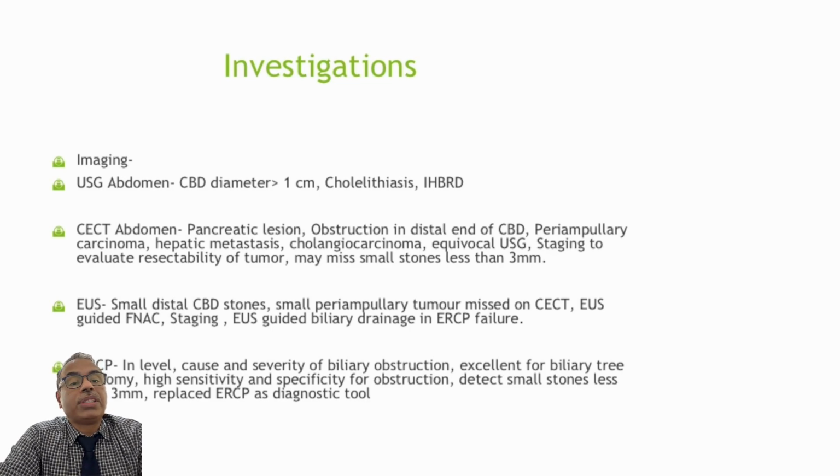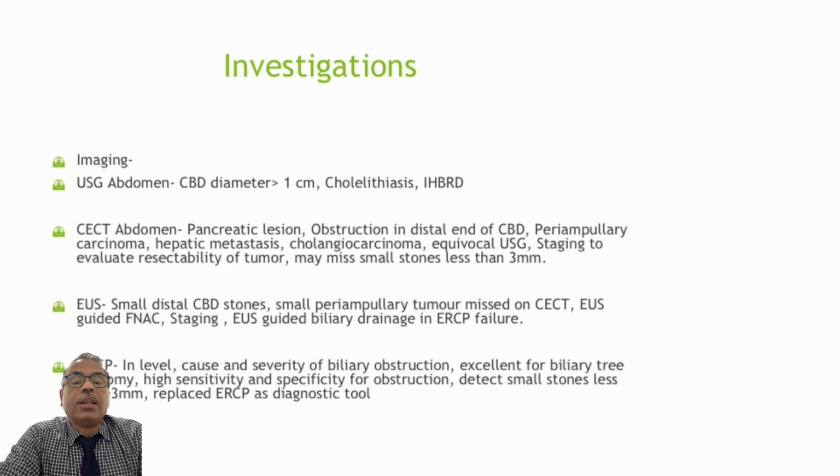It is a very important investigation for periampullary carcinoma diagnosis as well as staging, to look for any hepatic metastasis, and cholangiocarcinomas including Klatskin's tumor. Whenever the ultrasound findings are equivocal, that means we cannot rely on the ultrasound finding, you would always do a CECT abdomen. And we have already seen that CECT abdomen is a very important tool for staging, especially in a malignant cause, to evaluate the resectability of the tumor.